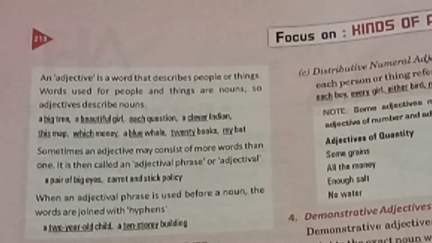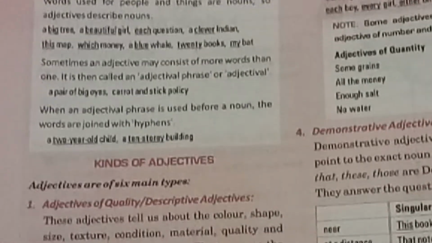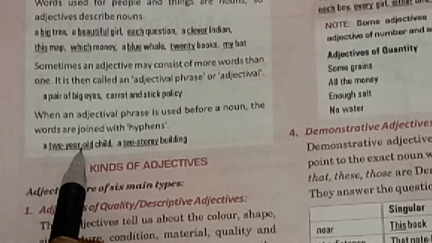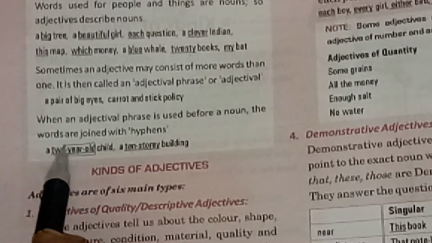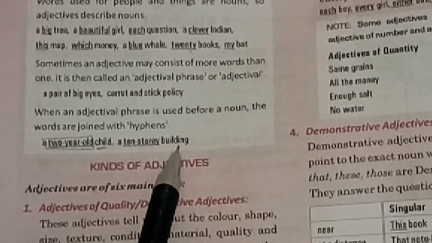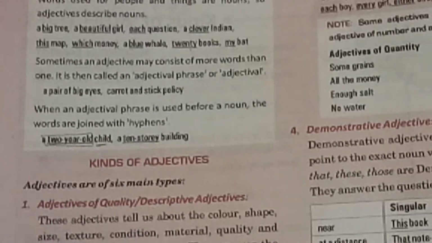So when an adjectival phrase is used before a noun, अगर किसी भी noun के साथ में adjectival phrase हम लगाते हैं, words जो हैं they are joined with hyphen. Suppose a 2-year-old child. Child के लिए हमने क्या किया? Adjectival phrase दिया. तो we are writing a 2-year-old child. 2 और year के बीच में hyphen, year और old के बीच में hyphen. This is the adjectival phrase and this is the noun. Similarly, a 10-story building. Building is a noun and 10-story is the adjective.